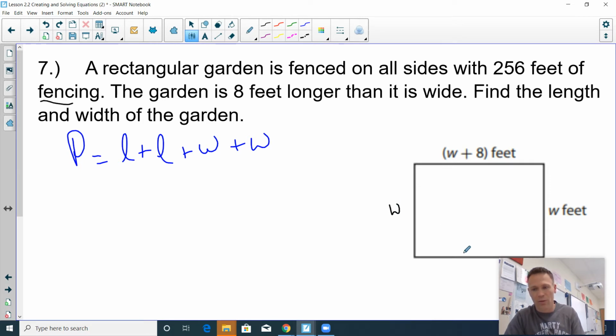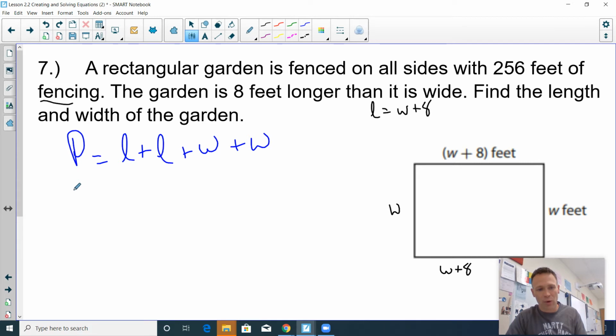This is also W, right? And then the length of the garden is 8 feet longer than it is wide. So that's where we get the W plus 8 for the length, right? So that's why it's just labeled here. This would also be W plus 8 on the other side.